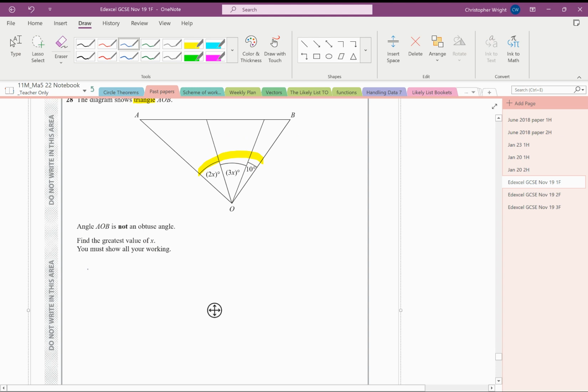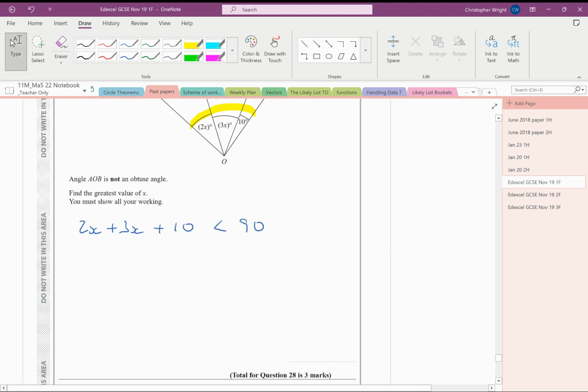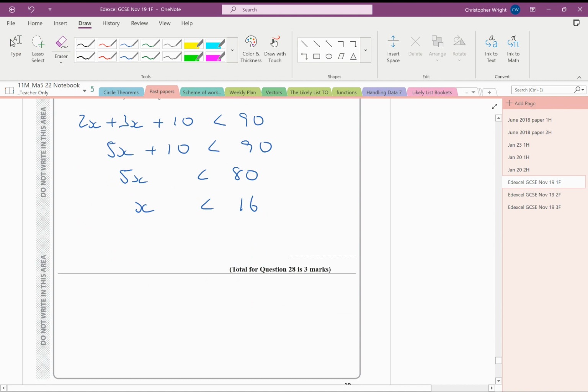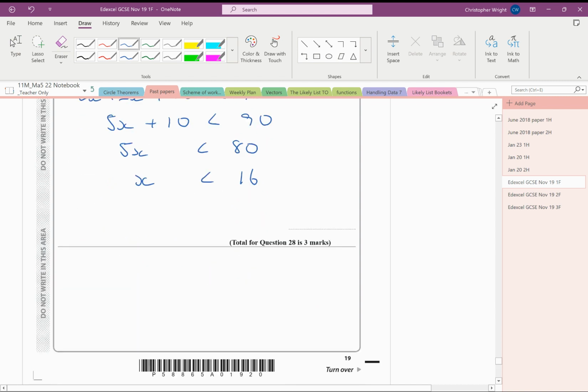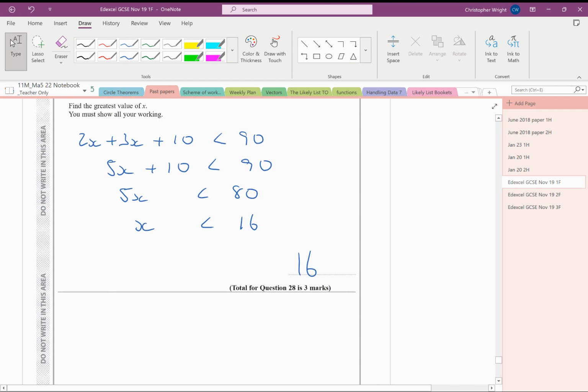So the inequality we need to solve is 2x plus 3x plus 10 has got to be less than 90. Which means that 5x plus 10 has got to be less than 90, which means that 5x has got to be less than 80, which means x has got to be less than 16. So the greatest value of x is 16. Probably should have used less than or equal to there.